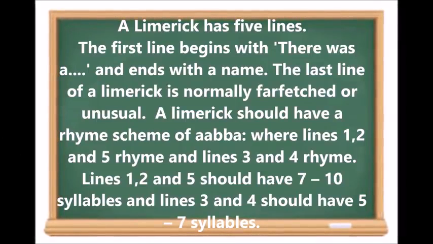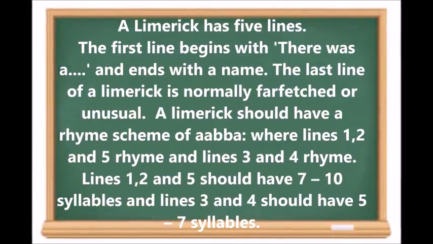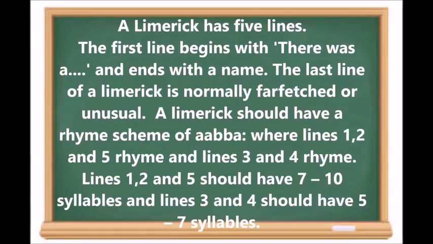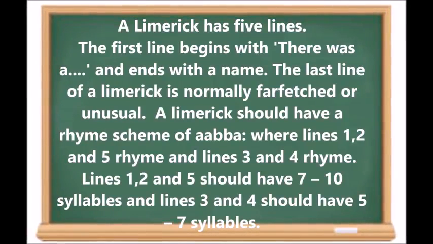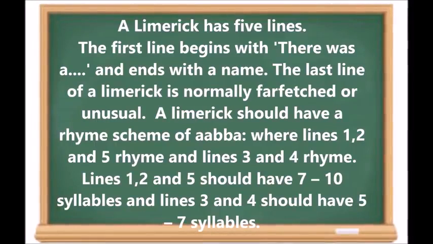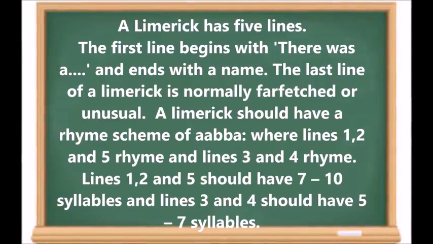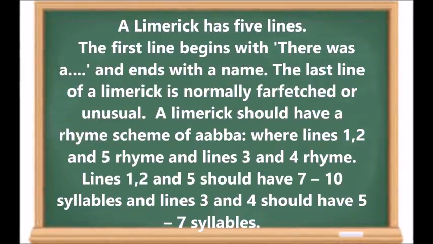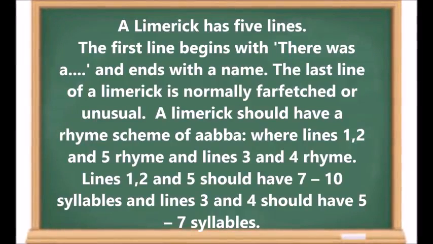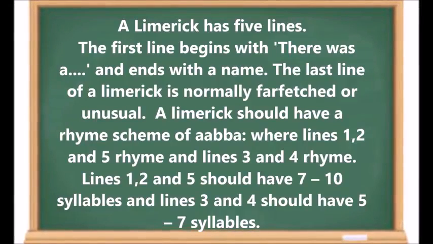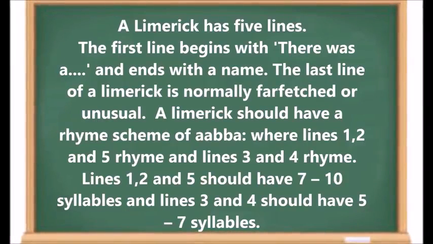The first line of a limerick poem usually begins with "there was a" and ends with a name like a person or place. The last line of a limerick is normally a little fabricated or unusual. A limerick should have a rhyme scheme of AABBA. This means lines 1, 2, and 5 rhyme and lines 3 and 4 rhyme. Also, lines 1, 2, and 5 should have 7 to 10 syllables and lines 3 and 4 should have 5 to 7 syllables.